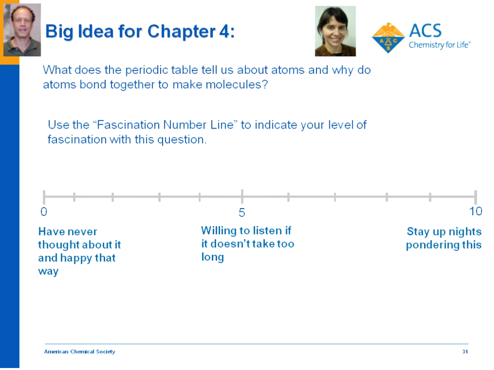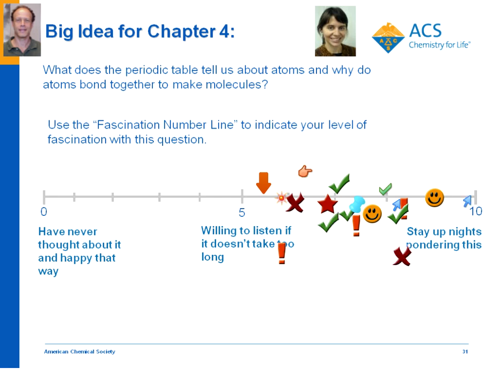You could have 0, you've never thought about it and you're quite happy that way. 5, you're willing to listen if it doesn't take too long. Or 10, if you're like me, you would stay up nights just pondering this. And some people would think that's not useful, but hey. All right, we've got above 5 for most people. Yes, that's good. And they're jumping in there.